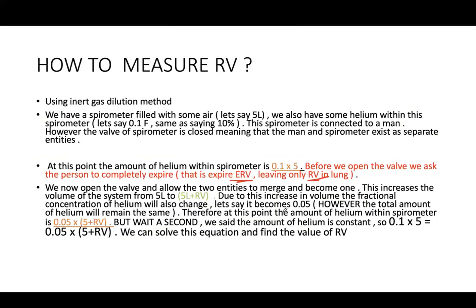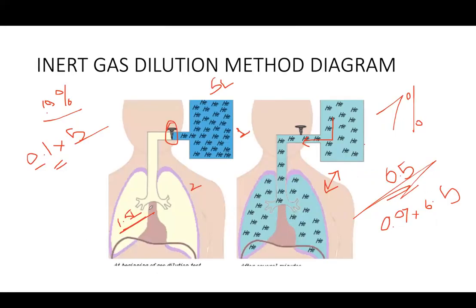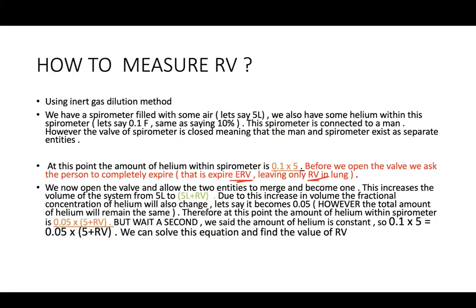So as I told you, in real life, we don't know this is 1.5. In real life, this is just residual volume to us. And this is 5 liters. We know this value. We know this is 5 liters. We don't know the residual volume though. So when we open the system, the total volume is 5 liters plus residual volume, which is over here in the lungs. Due to this increase in the volume, the fractional concentration of helium will also change.